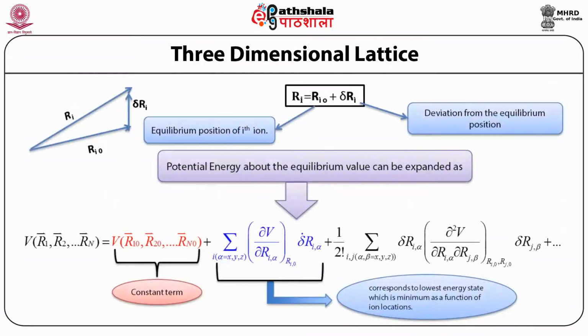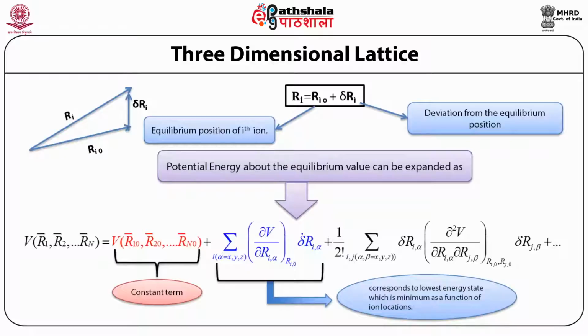Since the ions we are assuming are executing small oscillations about their mean position, we can write vector Ri is equal to vector Ri0 plus a small oscillation, vector delta Ri, where this vector delta Ri is the deviation from the equilibrium position Ri naught of the ith ion. So again I repeat, the equilibrium position of the ith ion plus the deviation from the equilibrium position makes up the total Ri of the ith ion.